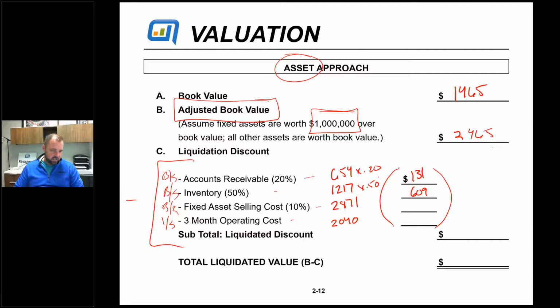So 2871, and I look at this as commission, times 0.1 equals 287. 287, there you go, 10%.